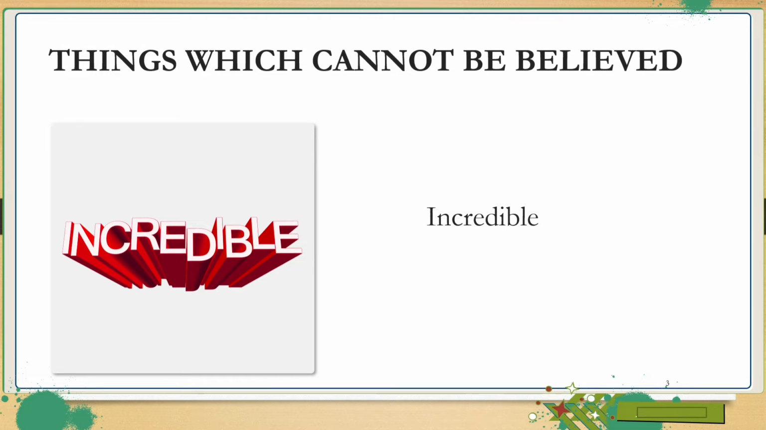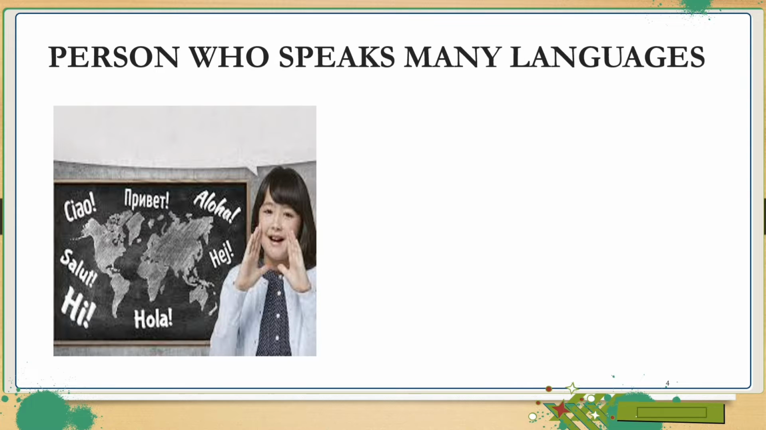So, next one is person who speaks many languages. Now, if a person is there whom you know and who can speak a number of languages, then you can simply say that that person is a polyglot. So, a person who speaks many languages is a polyglot.